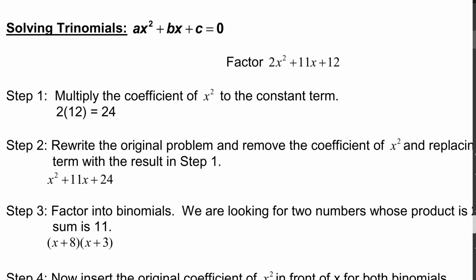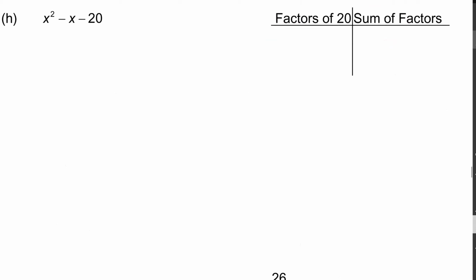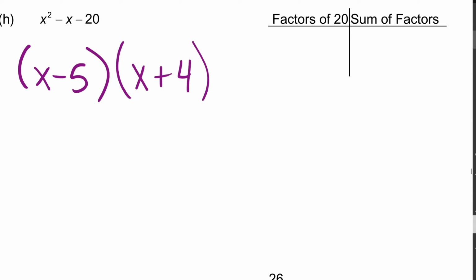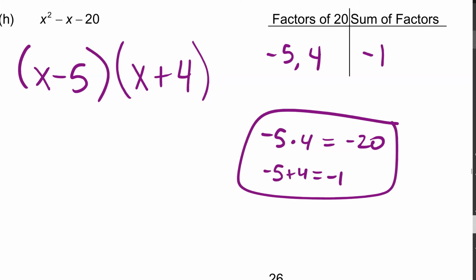Let's do this last one, and then we can end. X minus 5. How did you find this? Because if I have negative 5 and 4, they add to negative 1, which is the X coefficient. You could do negative 5 times 4 equals negative 20, and negative 5 plus 4 equals negative 1. This right here shows work. That's great.